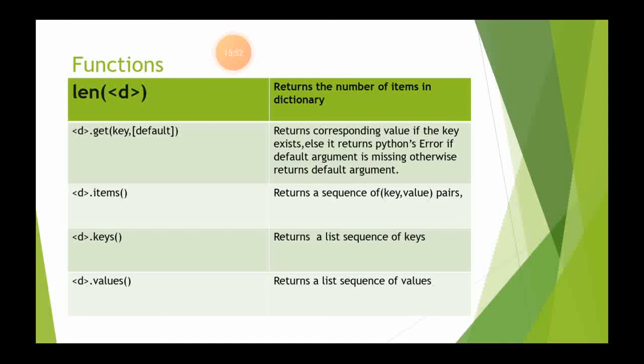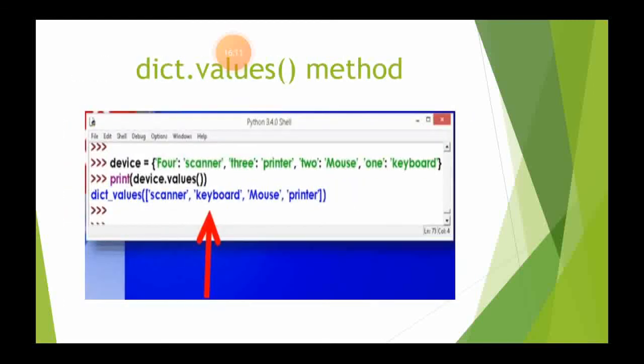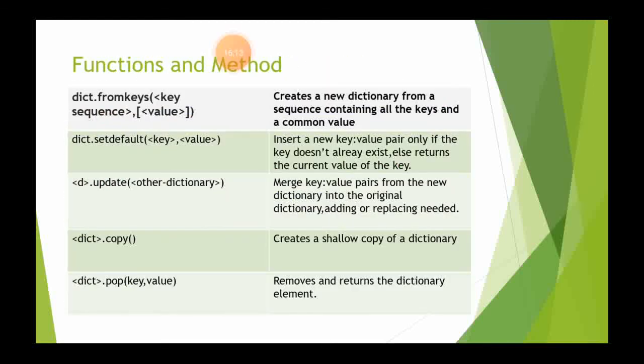The next function is the items function. It returns a sequence of key value pairs. The next function is the keys function. It returns a list of the sequence of keys. The next function is the values function. It returns a list of the sequence of values. The next function is the fromkeys function. Using this function we can create a new dictionary from a sequence containing all the keys and a common value. Can you understand this? We can give a common value to all the sequence of keys.